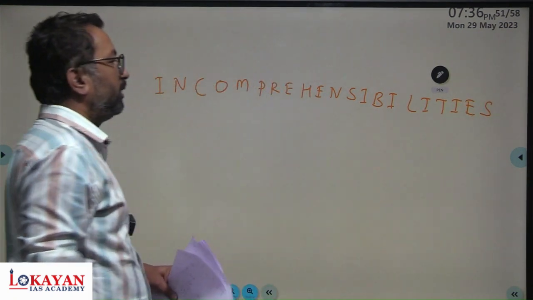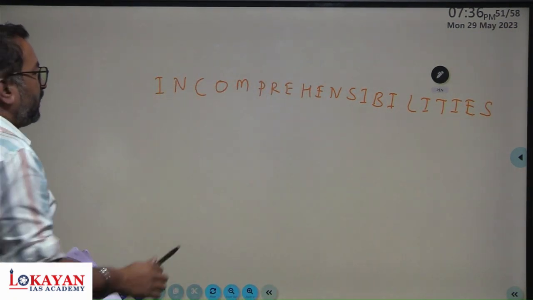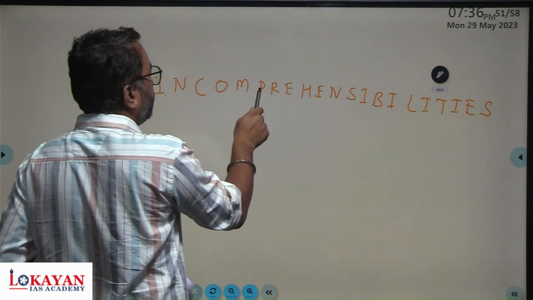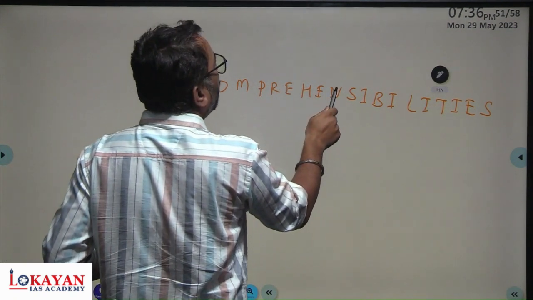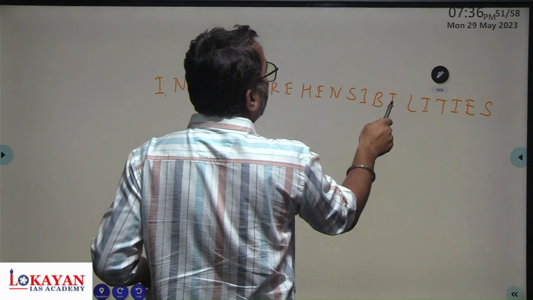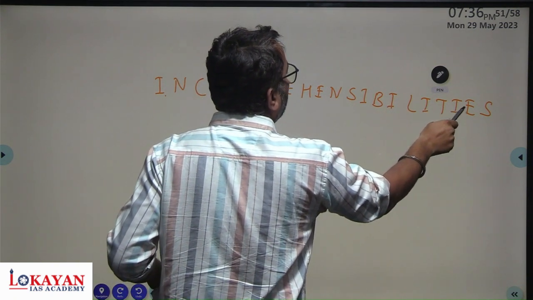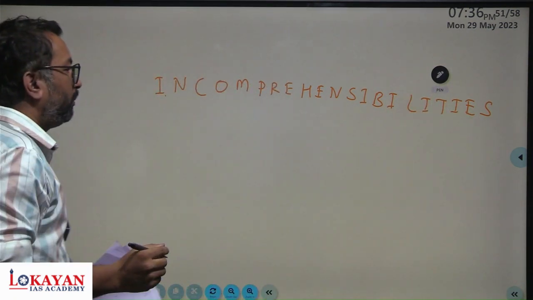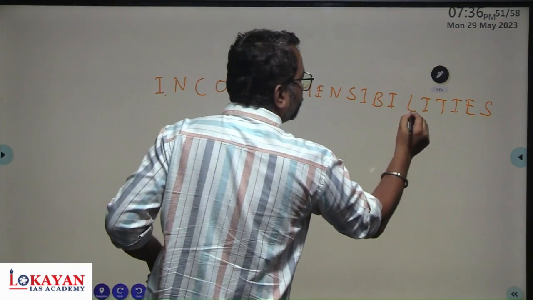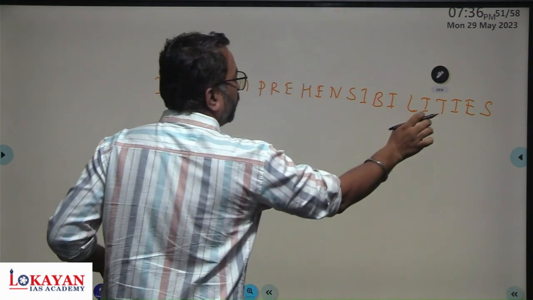Incomprehensibilities. Right? This is the word. How many letters are there? Just count. 1, 2, 3, 4, 5, 6, 7, 8, 9, 10, 11, 12, 13, 14, 15, 16, 17, 18, 19, 20, 21. So it is a bigger word. Yes.